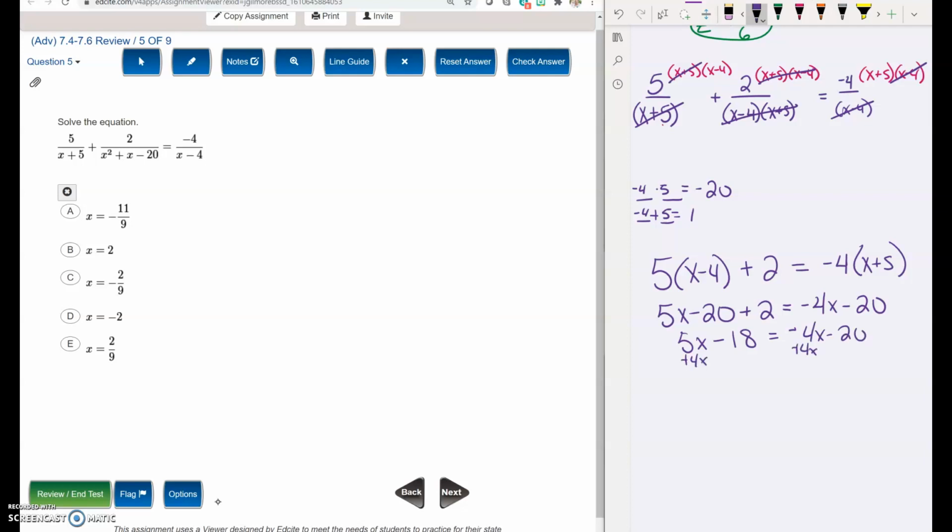Add 4x to both sides. I've got 9x minus 18 equals negative 20. Add 18 to both sides. 9x equals negative 2. So x equals negative 2/9.